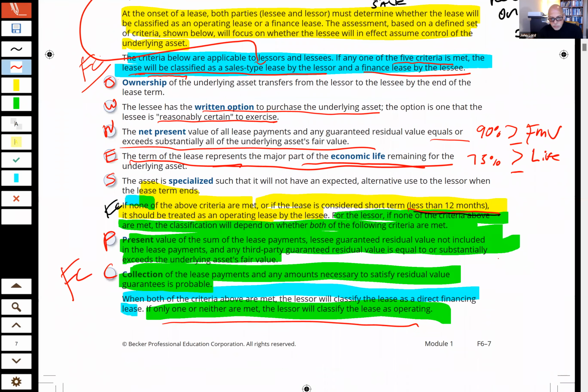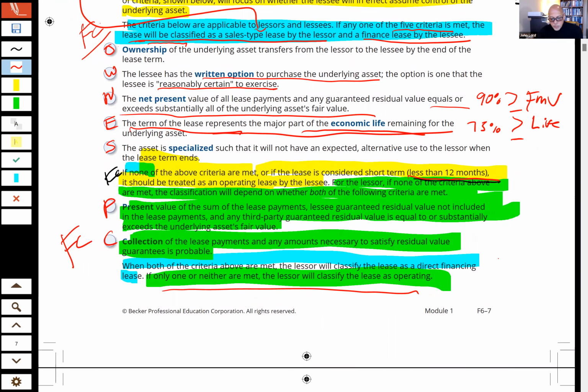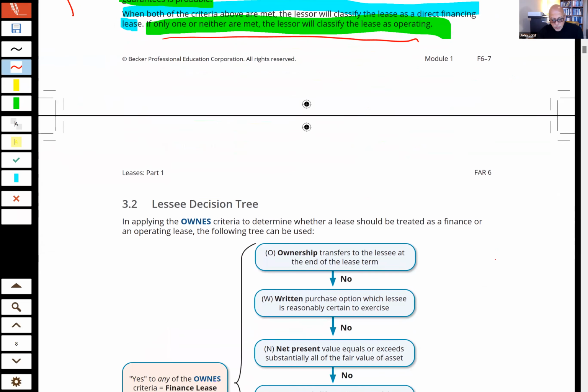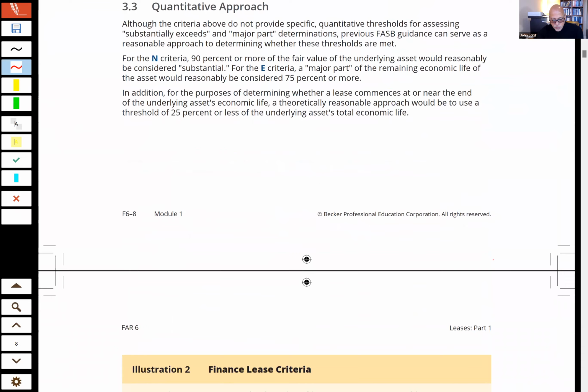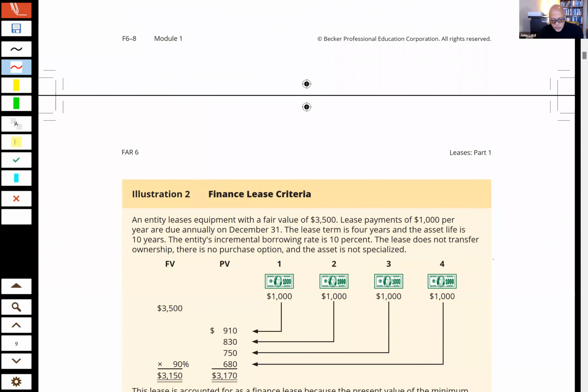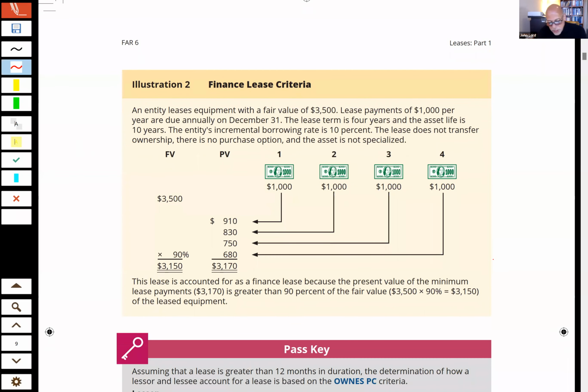Okay, question. Okay, now we come over and you don't need a decision tree on that. I had you flashcard the approaches here. But let's take a look at this example here, okay? Now, we say that an entity leases equipment with a fair value of $3,500. Lease payments of $1,000 per year are due annually on December 31st. The lease term is 4 years. The asset life is 10 years.